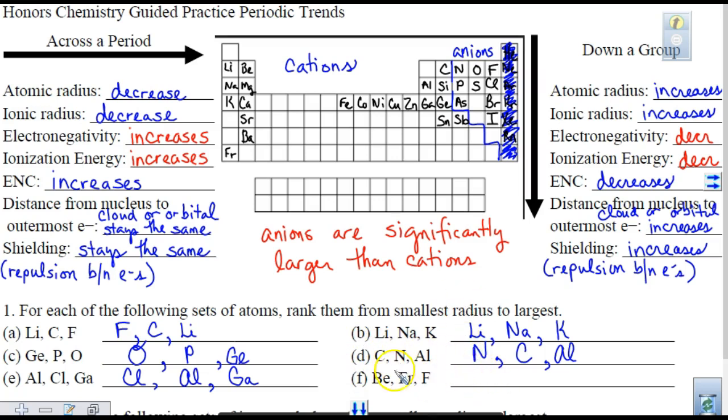So our smallest one is going to be the one that is farthest to the upper right hand corner, which is going to be fluorine. Then we have to compare beryllium and francium. So since francium is so much farther down on the periodic table than beryllium, we can be sure that beryllium is smaller than francium. So beryllium second, francium last.